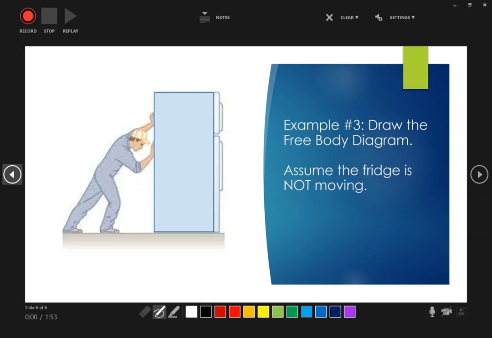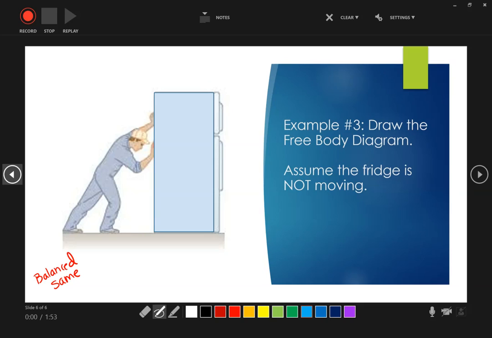Let's take a look at the last example. Draw the free body force diagram for the man pushing the refrigerator. Assume the fridge is not moving. So if it is not moving, are we balanced or unbalanced? We are balanced. And if we are balanced, are all the arrows the same or are they different? They are all the same.